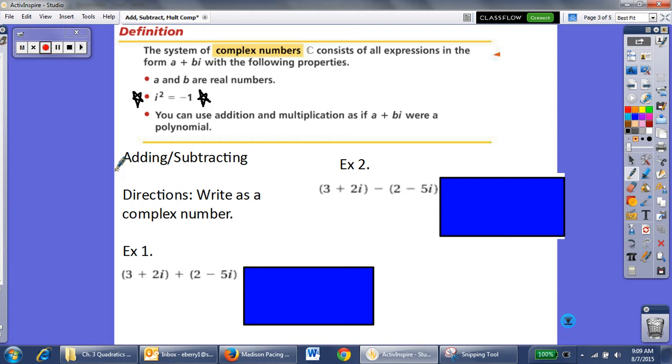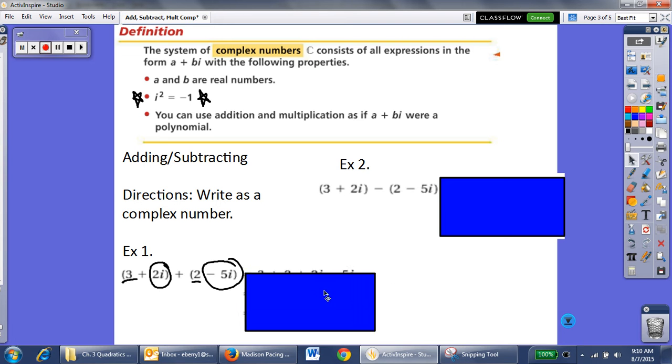Okay, let's start with adding and subtracting. So the directions say to write this as a complex number. So looking at these two expressions here, again, we're going to treat it just like a polynomial. So all we need to do is combine like terms. So in this case, we can see the number 3 and 2 can be combined, and 2i and -5i can be combined. So let's go ahead and write that out.